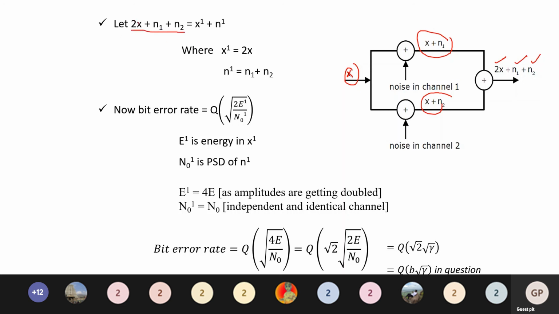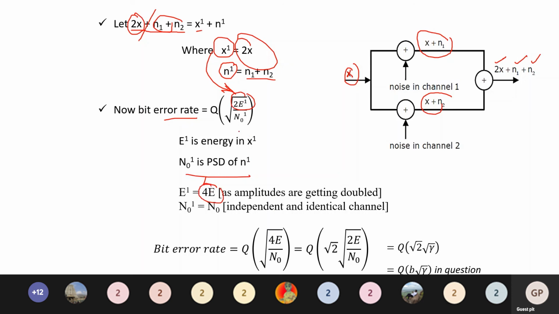For simplicity, we can write the original signal and the noise signal separately. The original signal is 2X, and N1 plus N2 we write as a common noise. The bit error rate formula we already know: Q of root 2Eb by N0. In terms of the signal, we have to write the energy, so we can write E1 divided by N, where the noise PSD is N0. As you can see, the signal amplitude is doubled, which means you write the energy not as 2E, but as 4E.